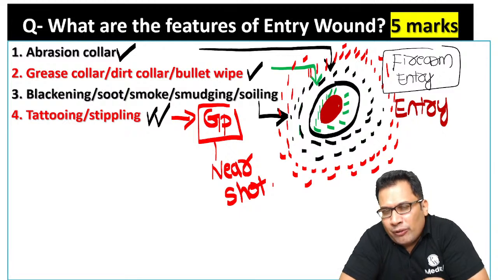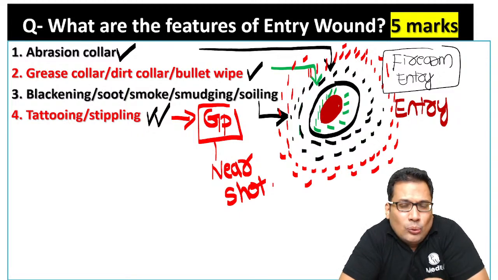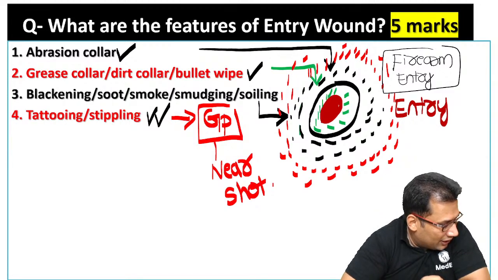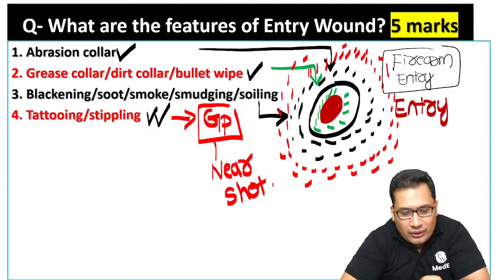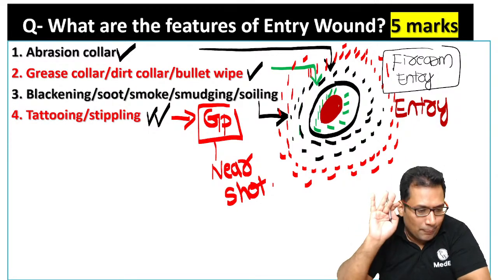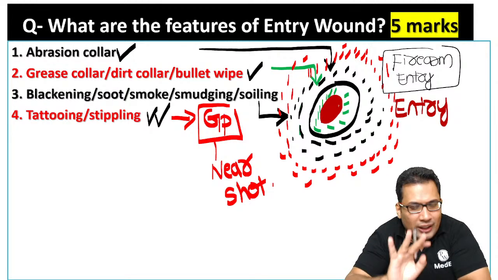Tattooing, they are superficial entry wounds around the main entry wound because of the penetration of the gunpowder. When you see this tattooing, it is a feature of near shot. Tattooing is equal to near shot. Very good. Deepika Das, excellent. Everyone is answering. Jojo, very good. So very good point. Abrasion collar, grease collar, blackening, and tattooing is done.